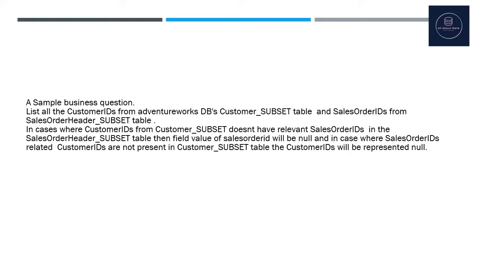So you can see we need data from both the tables, and whenever a particular piece of data is not present in the other table mapping to the key value that is paired here, then that particular value should be represented as null. So let's go ahead and see how a full outer join is written, and then in our SQL Server Management Studio we will write a query to achieve this particular result set.